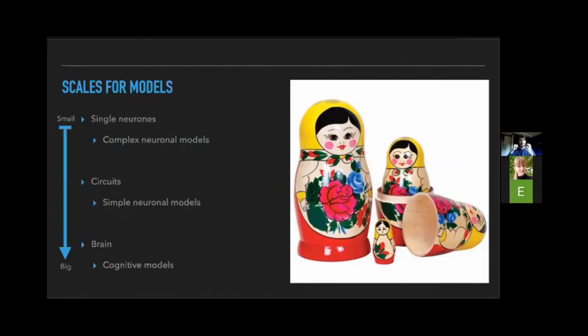If we describe a single neuron, we can go in minute detail and describe the ion channels and the dendritic compartments, that is, the branching of the cell.